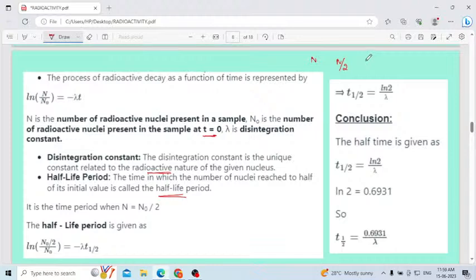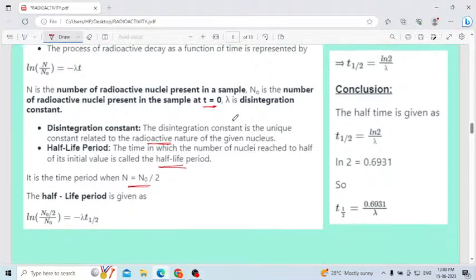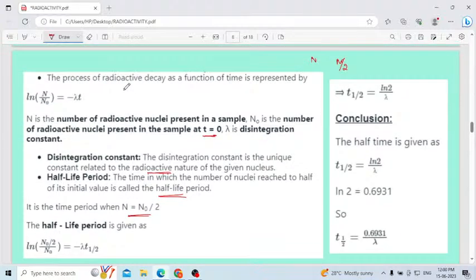That is nothing but half-life period. Here I wrote N equals N naught divided by 2. N naught is the number of radioactive nuclei present in the sample at time 0, and N is the number of radioactive nuclei present in the sample. According to the half-life period, in place of N, substitute N naught divided by 2.